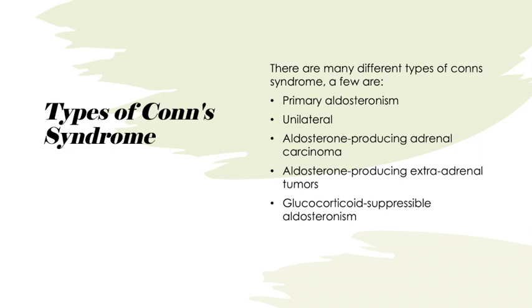There are many different types of Conn syndrome, including primary aldosteronism, a hormonal disorder connected with high blood pressure. Another type is unilateral aldosteronism, which affects only one adrenal gland. An aldosterone-producing adrenal carcinoma, cancerous cells form on the outside of the adrenal gland. Yet another type is aldosterone-producing extra-adrenal tumors, in which tumors form in the adrenal gland. And the last kind we are discussing is glucocorticoid, where aldosterone secretion is under the control of adrenocorticotropic hormone.